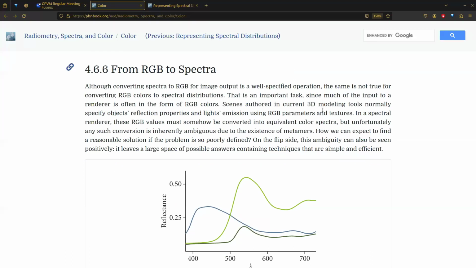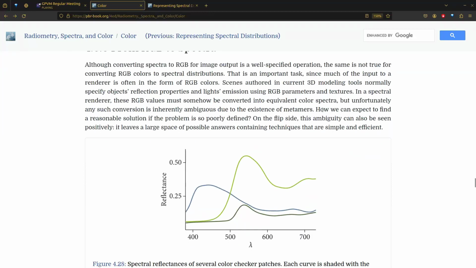So, going from RGB to a spectral representation: although converting from spectra to RGB for image output is a well-specified operation, the same is not necessarily true for converting RGB to spectral distributions. That's an important task since much of the input to a renderer is often in the form of RGB colors. Textures and things like that are specified in RGB triplets. So scenes authored in current RGB or 3D modeling tools normally specify the object reflection properties and light emission properties using RGB parameters and textures.